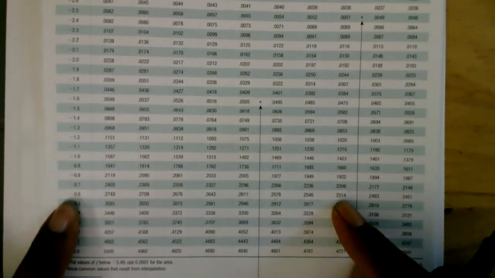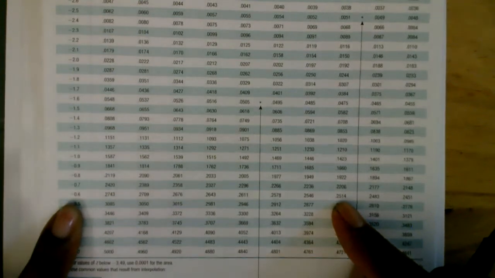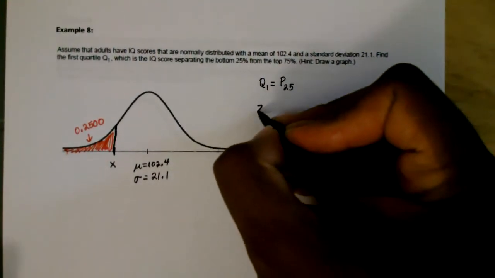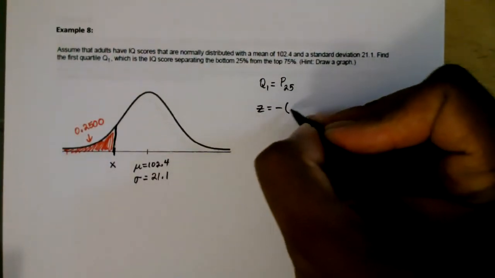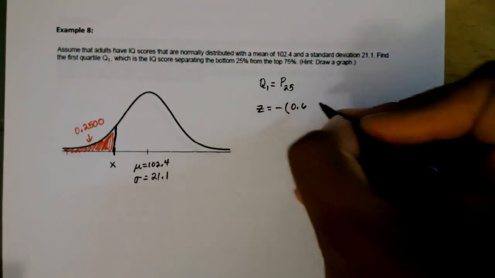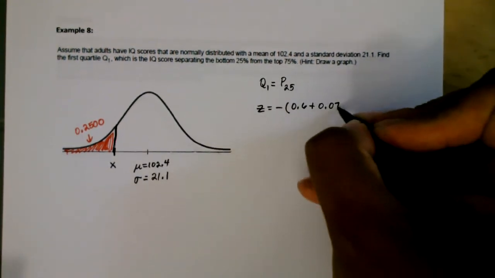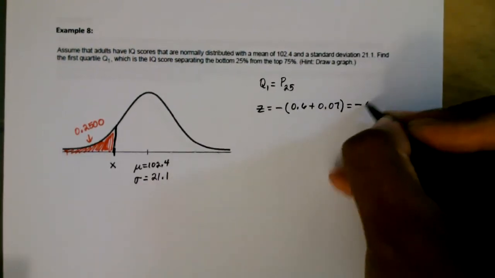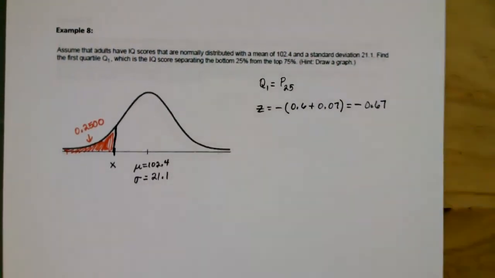The row that it's in, I'm sorry, is negative 0.6. The column that it's in is going to be 0.07. So our z is negative, and I'm going to put this in parentheses, 0.6 plus 0.07. That's going to end up being negative 0.67. That's the z value for the 25th percentile, negative 0.67.